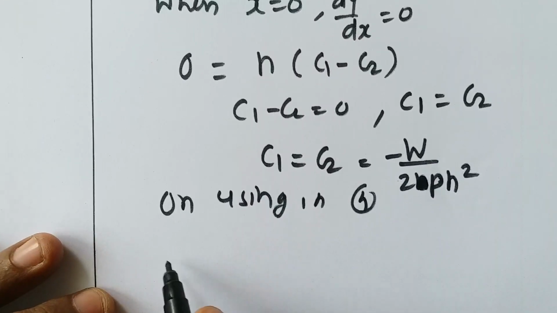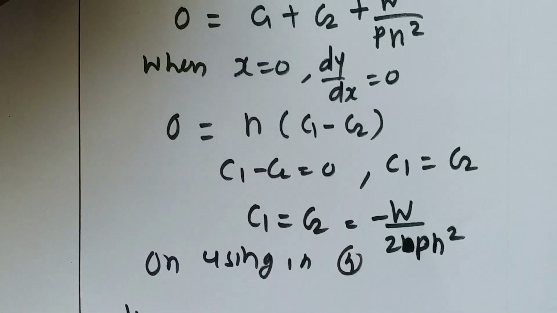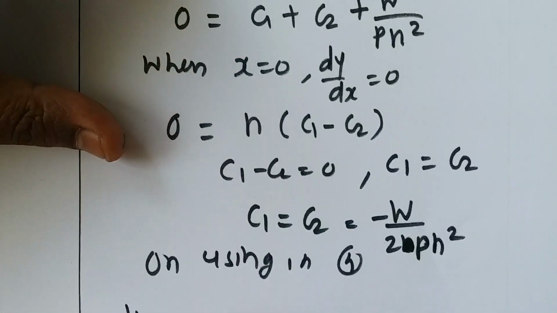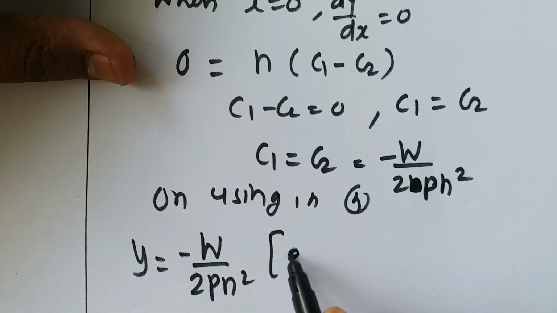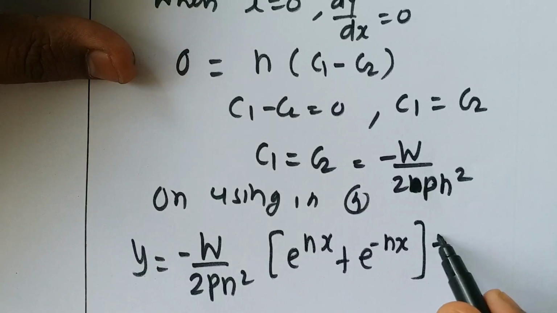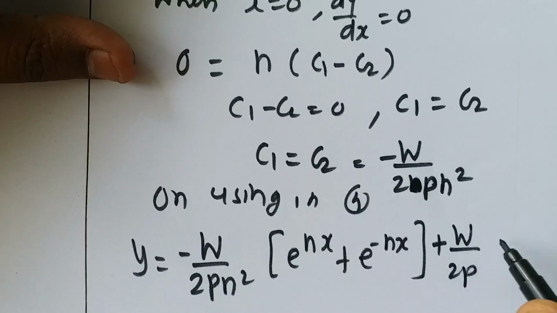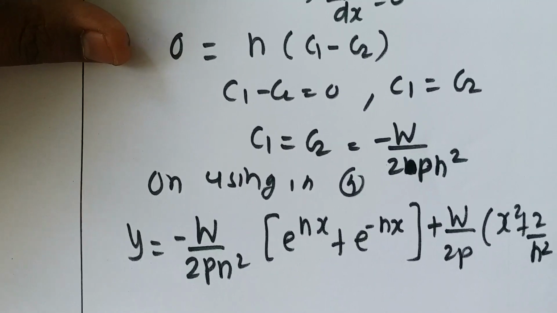we get the general solution as y equal to, both c1 and c2 are minus w by 2p n square. Okay, so that can be written with w by 2p n square common. Inside the bracket we'll have e to the power nx plus e to the power minus nx. Then the next term is w by 2p x square plus 2 by n square.